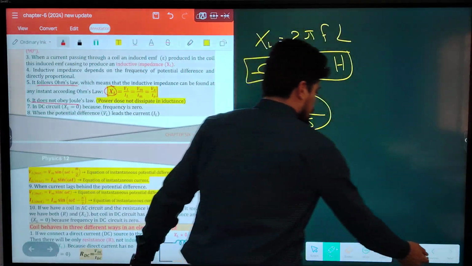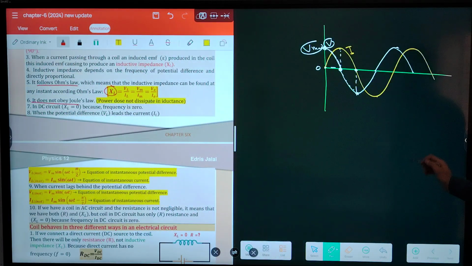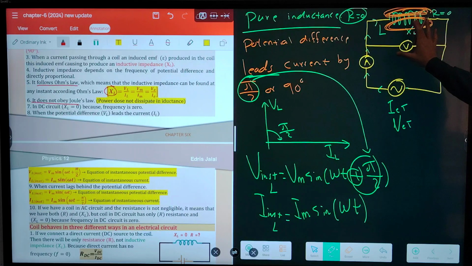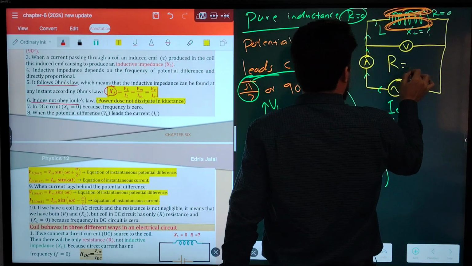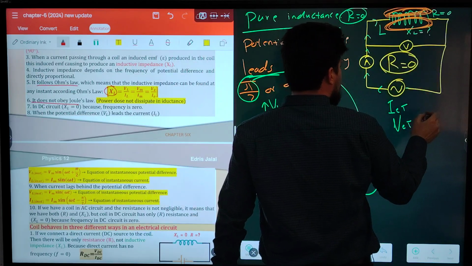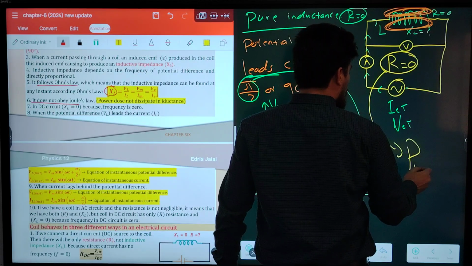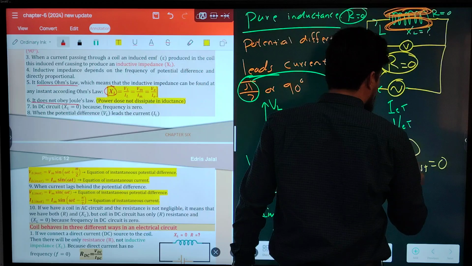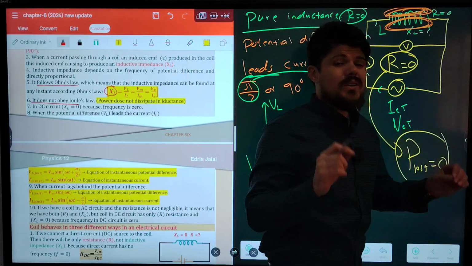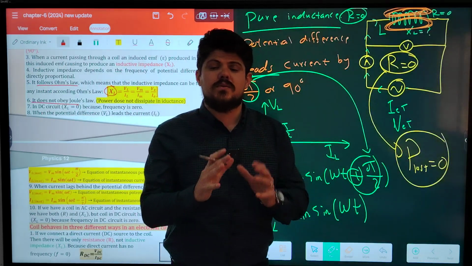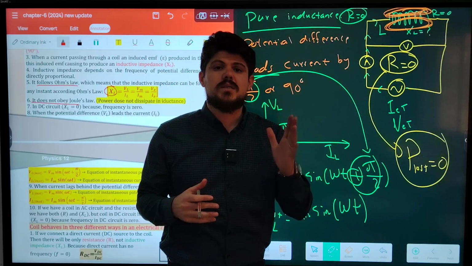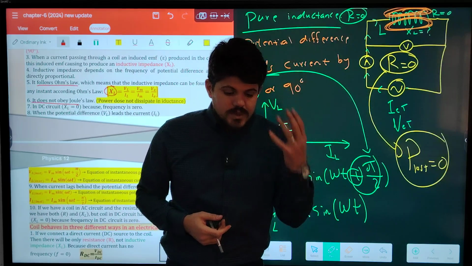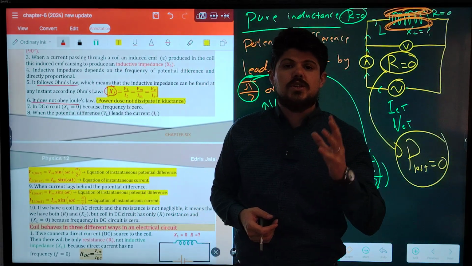Why? Guys, in pure inductance, we don't have resistance. Resistance is equal to what? 0. When resistance is equal to 0, P lost is equal to what? 0. We don't have power dissipation in a pure coil of inductance, because resistance is 0. When resistance is 0, power dissipation is 0.